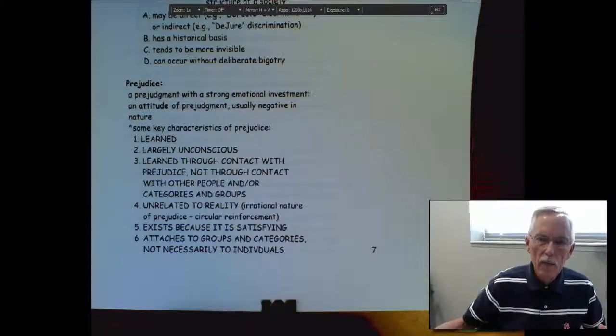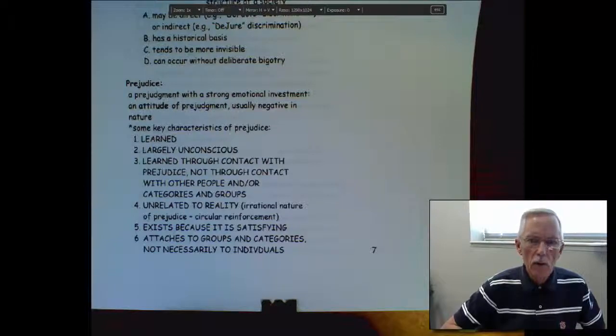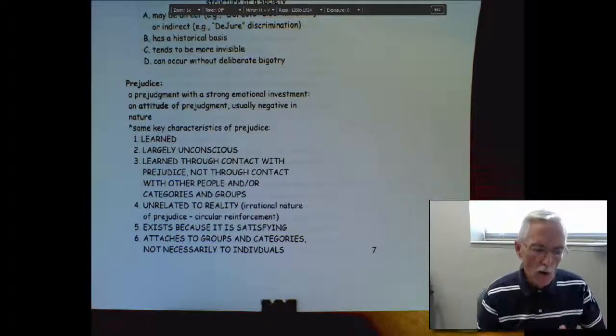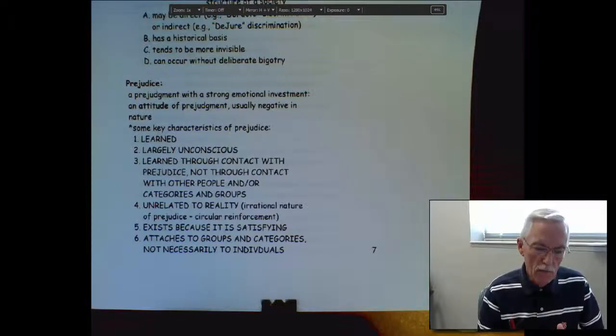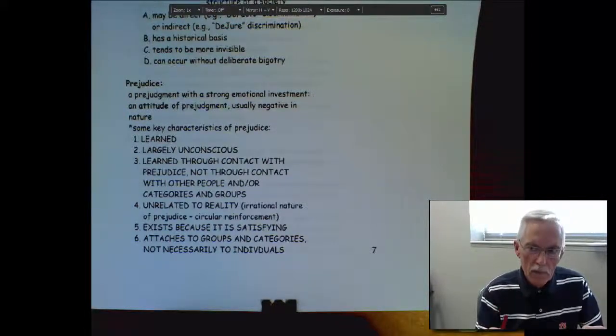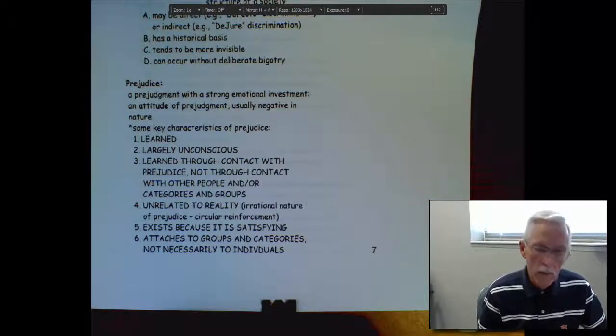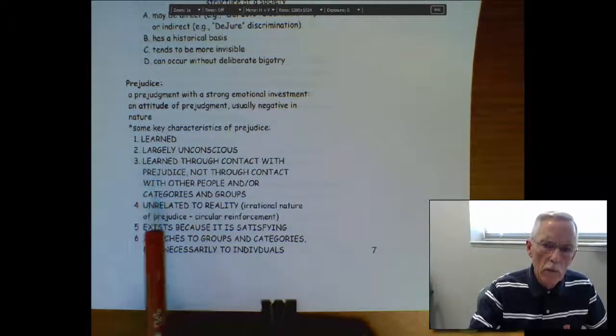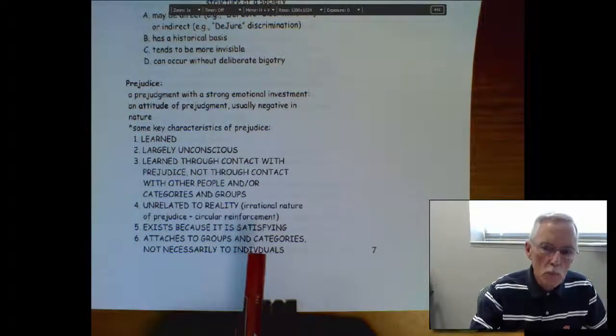Likewise, bear in mind that prejudice exists in part because it's satisfying. People get off on it. They can gain direct benefits, emotional satisfactions. Prejudice may serve as an excuse for failure, an outlet for aggression or hostility. It might help to provide a sense of superiority, and it can certainly be useful in the struggle for limited resources when groups and categories are competing for them. And you also want to remember that prejudice attaches to groups and categories, not necessarily to individuals.